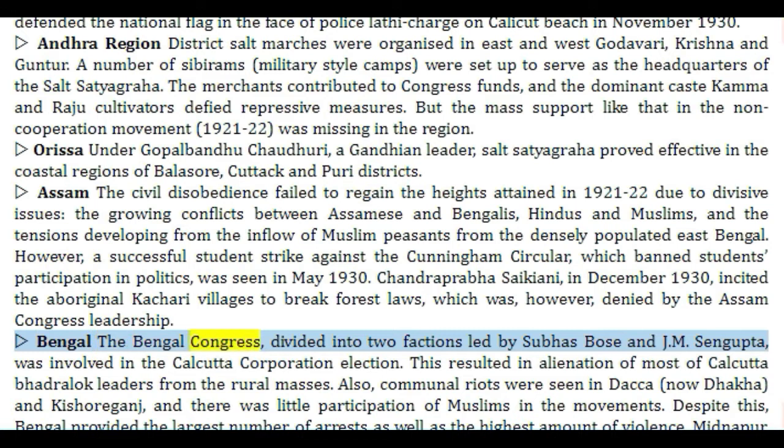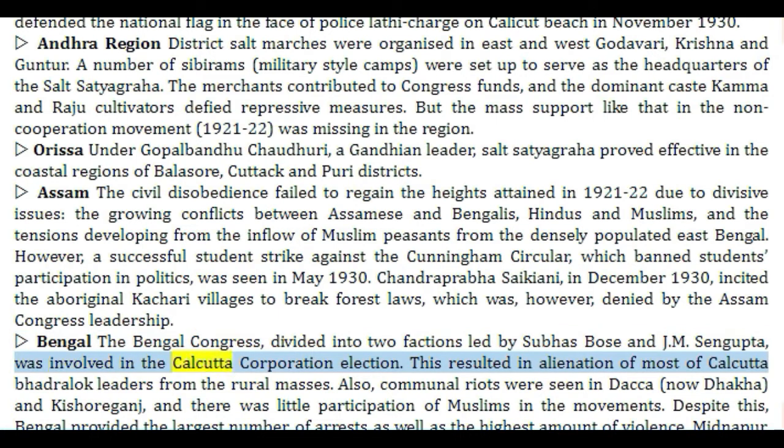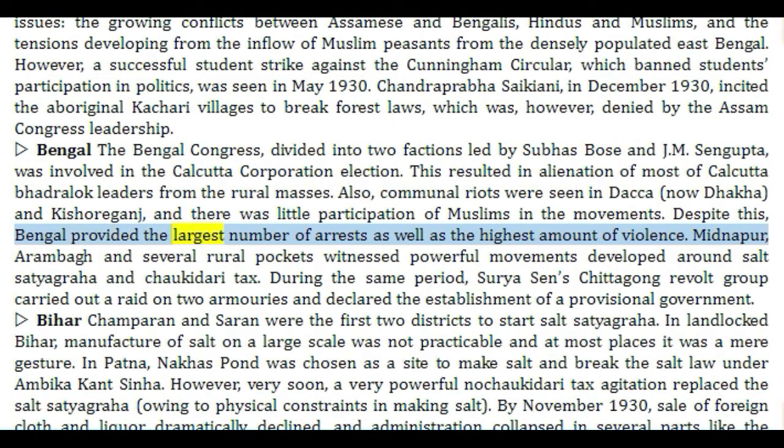Bengal: the Bengal Congress, divided into two factions led by Subhas Bose and J. M. Sengupta, was involved in the Calcutta Corporation election. This resulted in alienation of most of the Calcutta bhadralok leaders from the rural masses. Also, communal riots were seen in Dacca, now Dhaka, and Kishoreganj, and there was little participation of Muslims in the movements. Despite this, Bengal provided the largest number of arrests as well as the highest amount of violence.